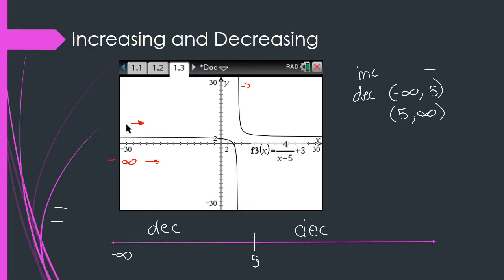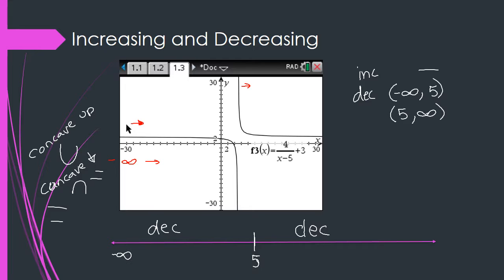Okay, next is the points of inflection. Remember, points of inflection are where you switch from concave up to concave down. Concave up is a U up, and concave down is a U down. Well, this doesn't have any U's down or up, so there is nothing. So you're going to go ahead and put your dashes in there.